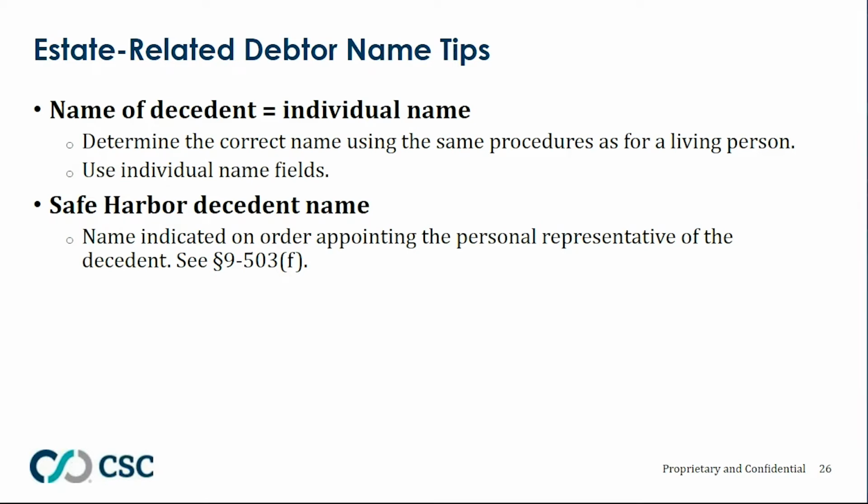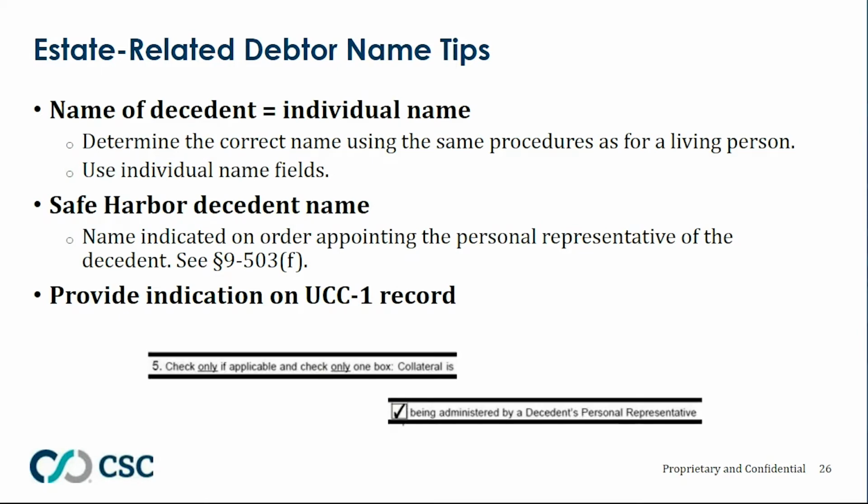You also need to indicate that the collateral is being administered by the decedent's personal representative, and that requires putting a checkbox in item 5. Put it there. Don't put it in the name field. It has to be in that separate part of the financing statement.